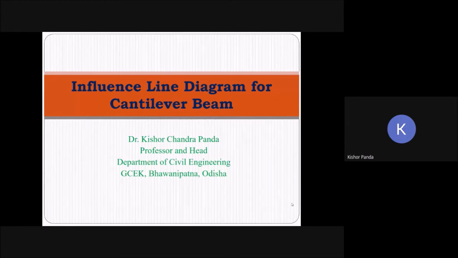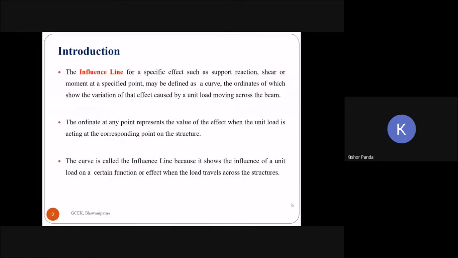Today I am going to present what is influence line and how to draw the influence line diagram of cantilever beam. Already we have discussed in last class what is influence line and what is influence line diagram.